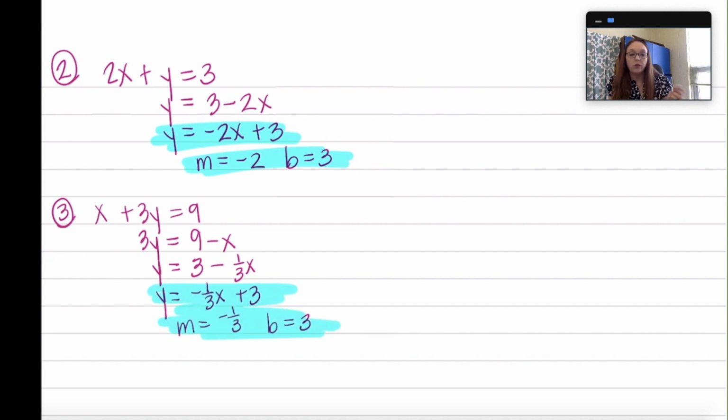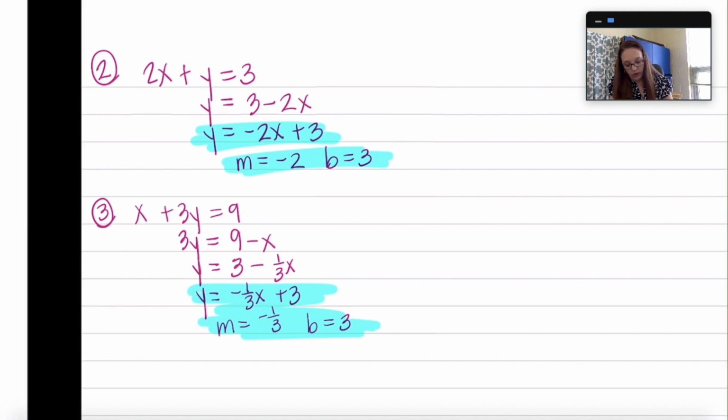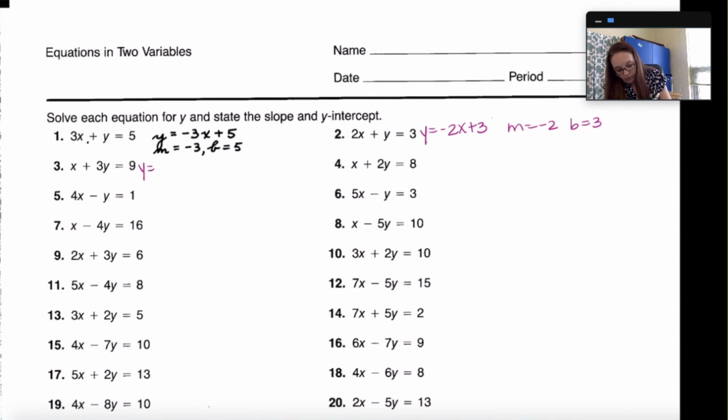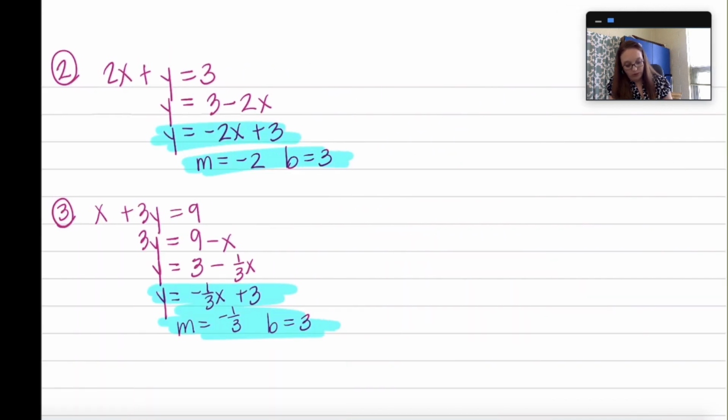And then we're going to go back to the first page and write our answers down. Y equals negative 1/3 x plus 3. And so I'm rewriting that down here. And then we'll try number 4. Now all of the problems in 1 through 20, all of these are equations that are written in standard form. So in this particular section, we're practicing converting from standard form to slope-intercept form. All right, so number 4, x plus 2y equals 8.